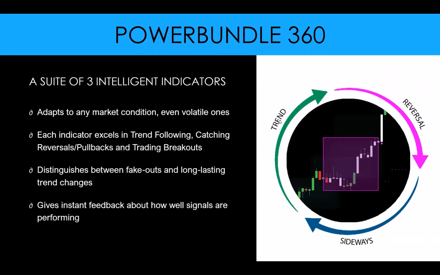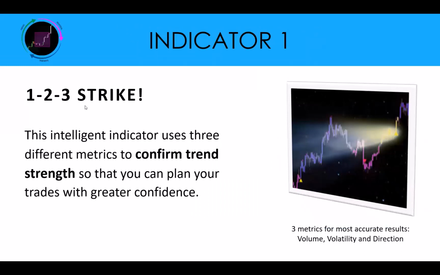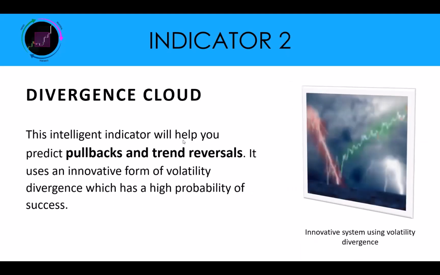All right, so our first indicator is called 1-2-3 Strike, and it's designed to trade trends and to find promising trend entries. And it does this by confirming that a strong trend is in place by looking at 3 different dimensions. Directionality, so price needs to move either to the upside or the downside for a sustained period of time. We require an increase of volume and an increase of volatility. And if all 3 dimensions come together, a trend entry signal is generated by this indicator. All right, so this is 1-2-3 Strike. The second indicator in the bundle is called Divergence Cloud.